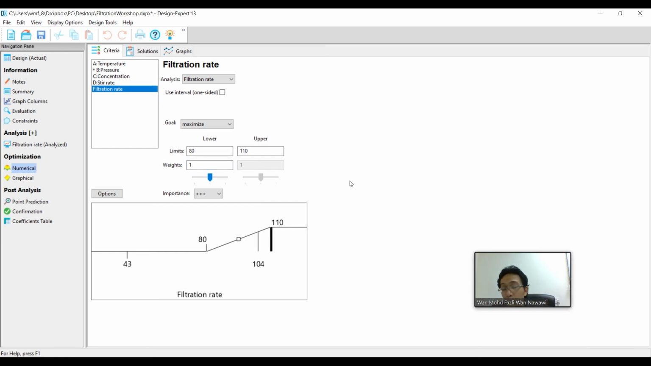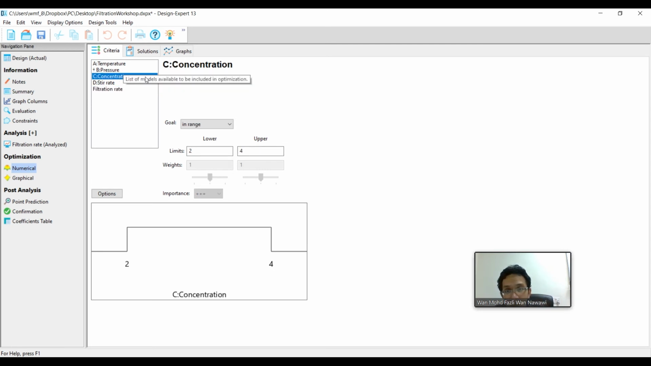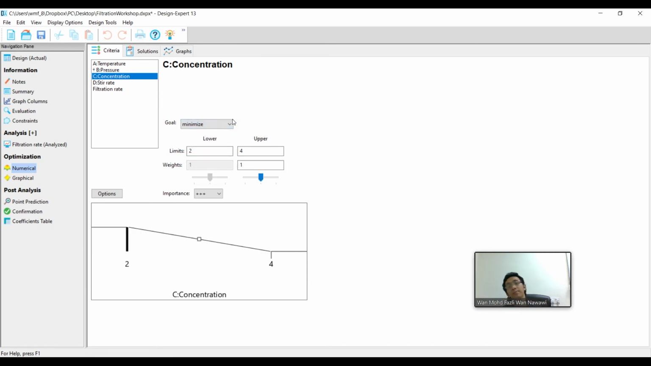So this is our goal, maximize. But remember, our management wants not only a high filtration rate but also reduced concentration. So you need to go to concentration here, and set the goal to minimize. Here you have a lower limit and upper limit of 2 and 4. In this case, you don't need to change it, because this is the limit that you use, it's not like a prediction.